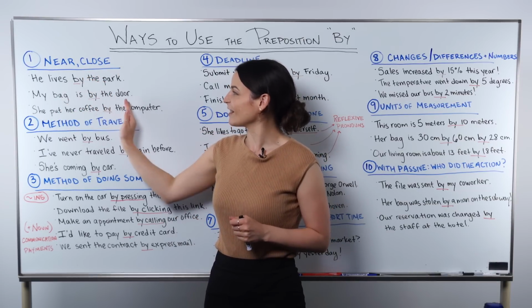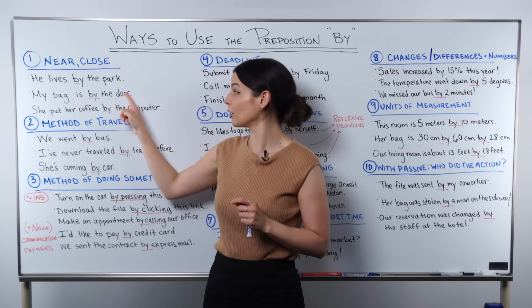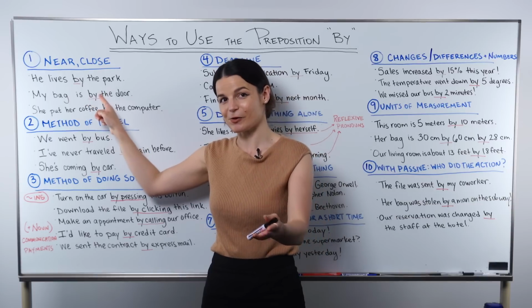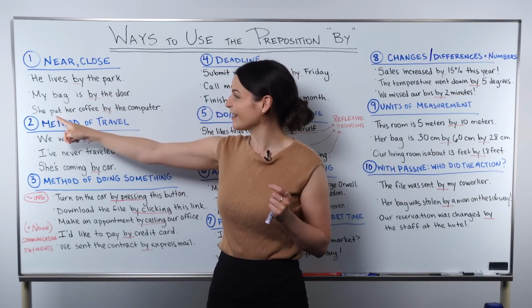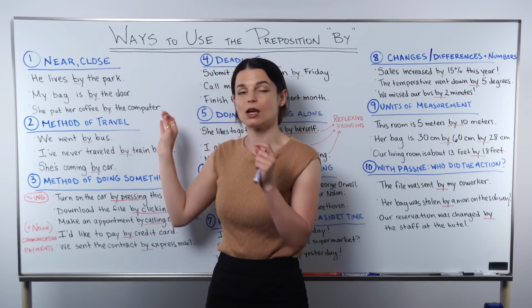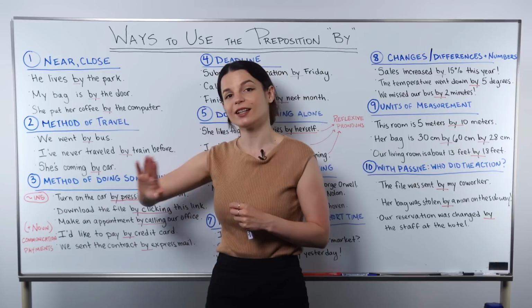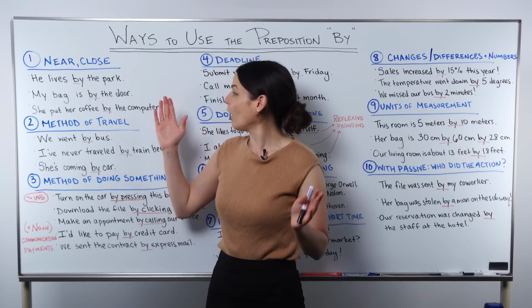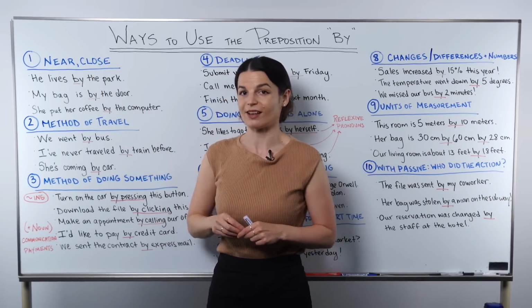Same thing with our next example. My bag is by the door. So my bag is near the door, or my bag is close to the door. Last example, she put her coffee by the computer. Again, this means near. She put her coffee near the computer. So all of these refer to by as meaning close to something else.